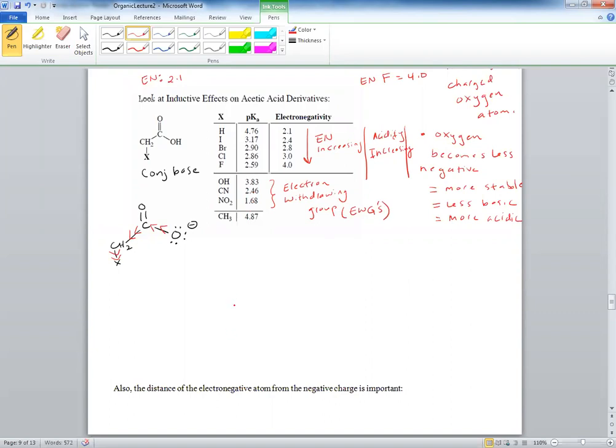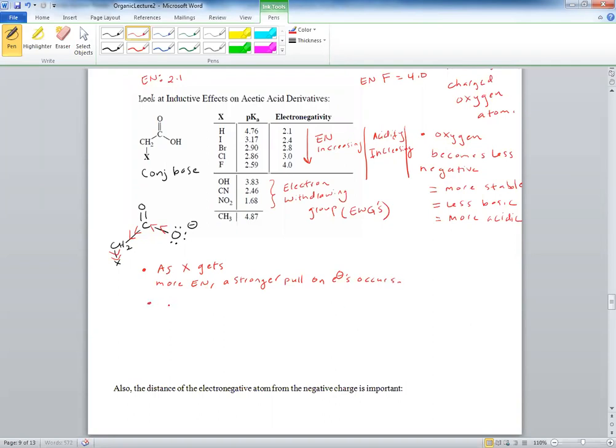So here's what you need to remember: as X gets more electronegative, a stronger pull on electrons occurs.